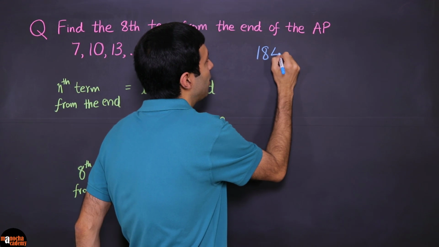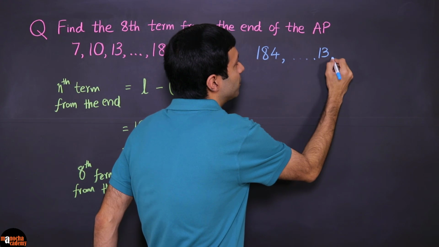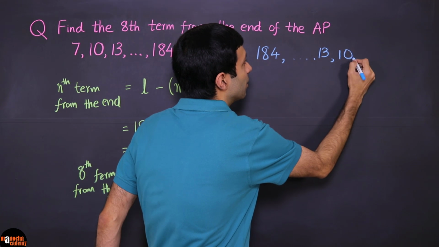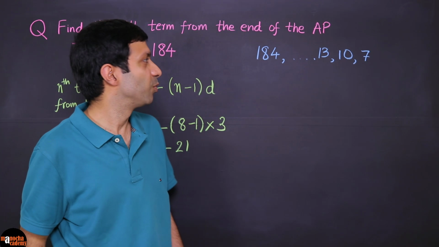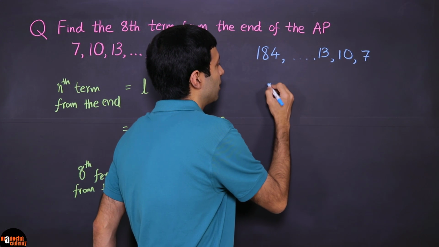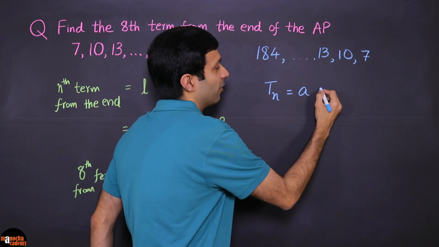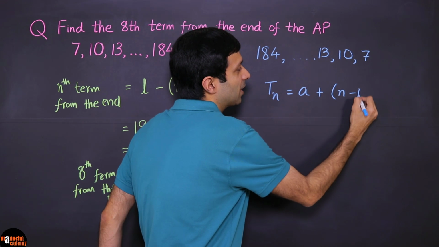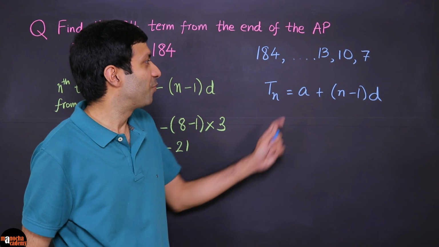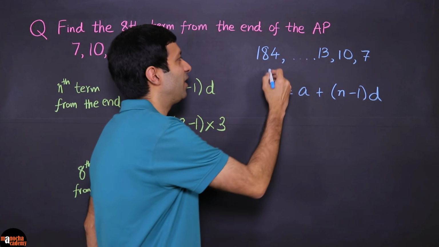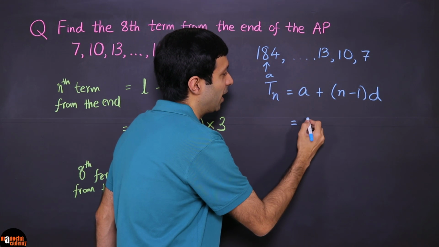So it's going to be 184, comma 13, comma 10, and 7, right? Now why are we reversing the series? Because we want to use the normal formula of the nth term from the beginning, right? And that formula was a plus (n minus 1) times d. Okay, and what is our first term here? Since we've reversed the series, this is the first term, a. So our first term is going to be 184.